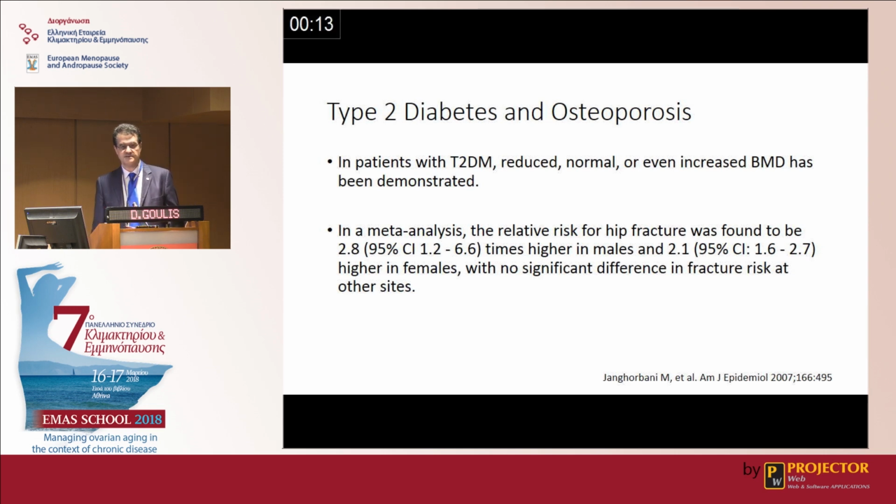Another important thing is that in real life, your patient has not only osteoporosis. We do not have just to consider the other tissues, but it happens to have other diseases as well. And another very common disease is diabetes. Although there is some conflicting evidence whether patients with diabetes have reduced, normal or increased BMD, in a meta-analysis they have decreased BMD, you can see the reference there. The relative risk for hip fracture was something like 3 times more for men and 2 times more for women. So it seems that diabetes has a detrimental effect on bone.